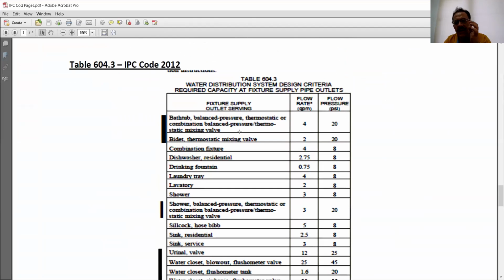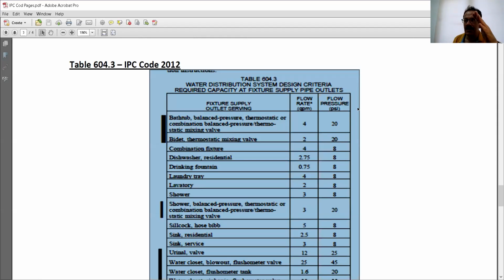Also, I told you that after you have the flow, you have to check the needed pressure at this point. For example, if you have a flow in this kitchen, for the dishwasher machine, 2.75, it says the pressure should be at least 8 psi. This is the minimum pressure. Let me say you have a roof built-in tank, so you have the head, and you are sending water from the roof to that dishwashing machine. There will be a head loss.